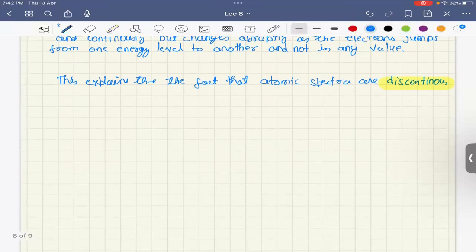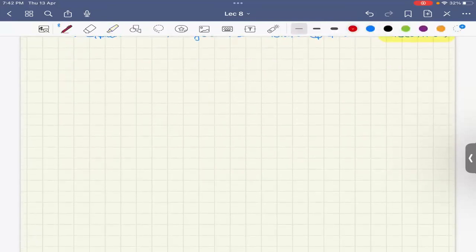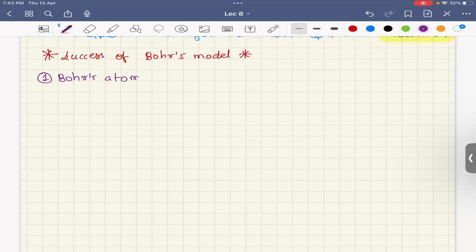And now let us discuss the successes of Bohr's model. Based on these postulates, the model which was proposed by Bohr could explain some of the unexplained things. So, success of Bohr's model. The first success which we see is that Bohr's atomic model explained the stability of the atom.